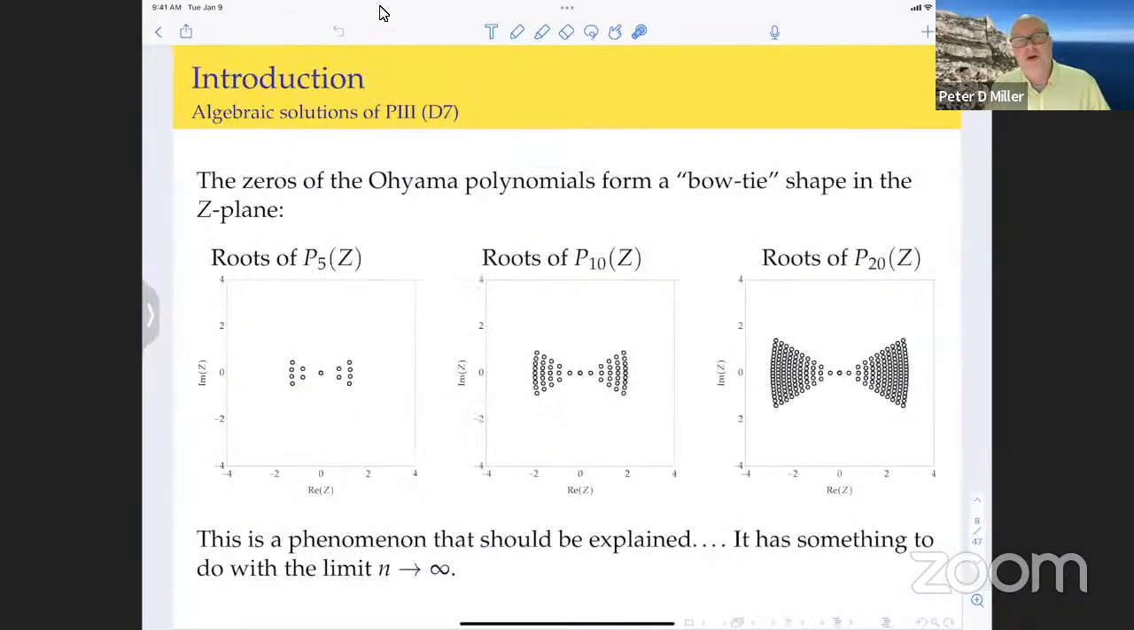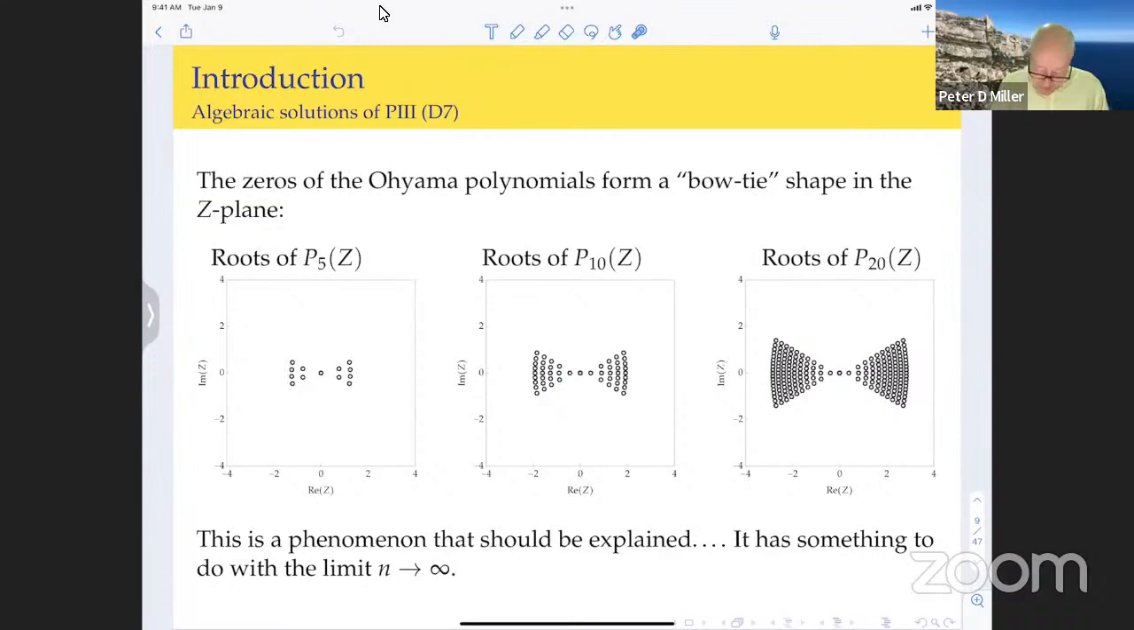So once you have the recurrence, of course, it's very nice to make plots of the zeros. Those are going to be the poles ultimately, and the zeros of the algebraic solutions. And it's convenient to plot them in the z-plane. Z is x to the 1/3. So here are the roots of P5, P10, and P20, and they form obviously the shape of a bow tie. I forgot to put on a bow tie today, but now you see it on the slide. So that's what it looks like.